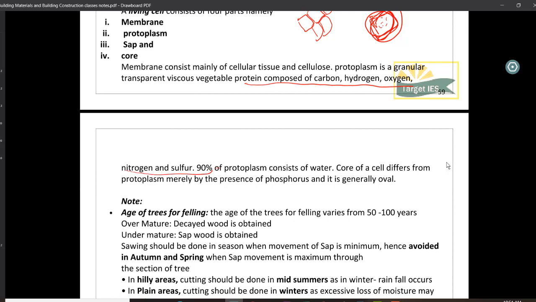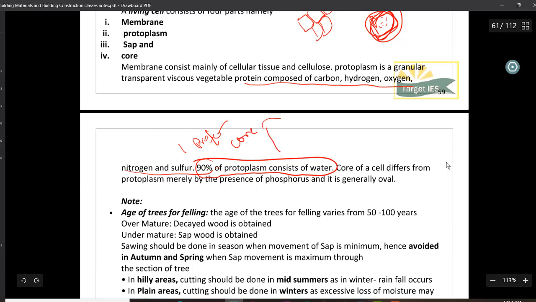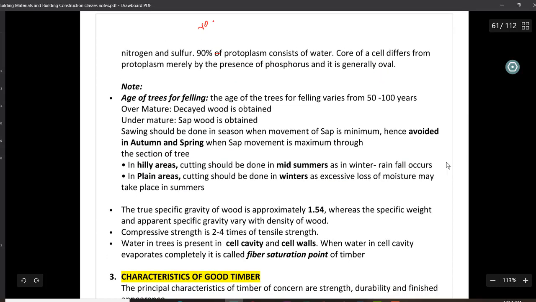But 90% of the protoplasm whatever we have is nothing but water. Obviously it is common sense, most of the protoplasm will be nothing but water. Okay, so the core of the cell differs from protoplasm merely by the presence of phosphorus and is generally oval. So there is only one difference between the protoplasm and core in the cell of my wood. The only difference is, what is in the core? Protoplasm plus phosphorus. And generally this core will be oval in shape. So this is what you can see when you are looking through a microscope at my tree.